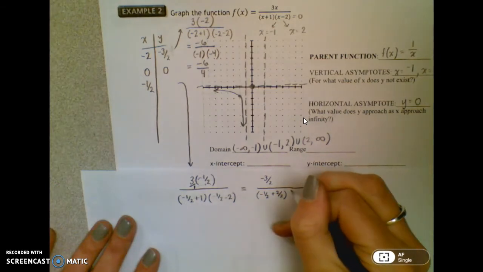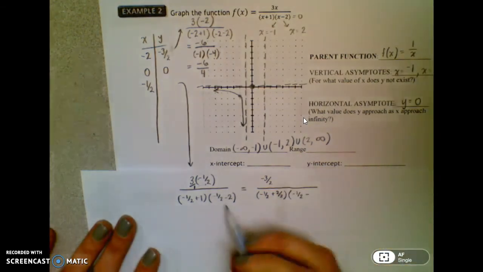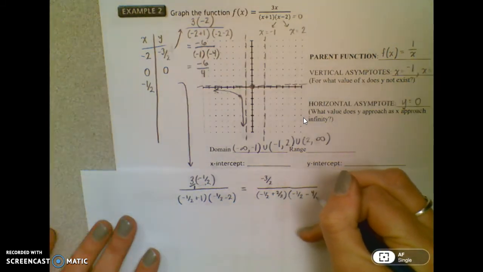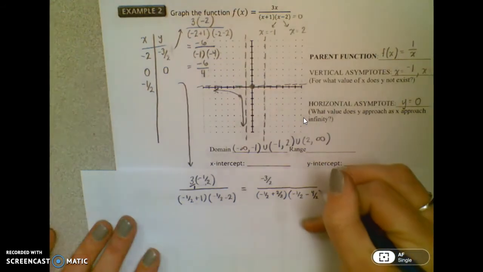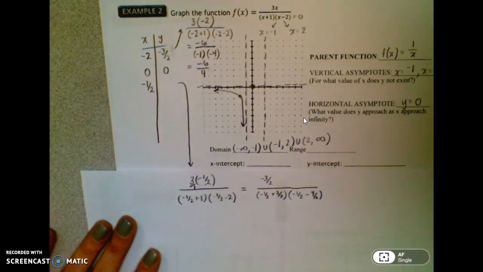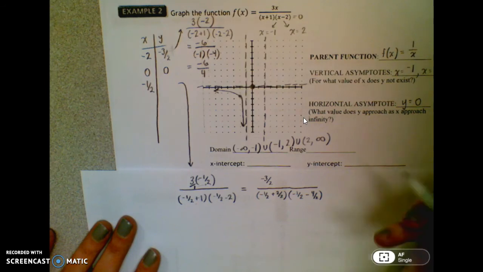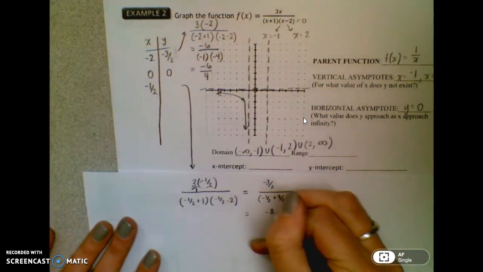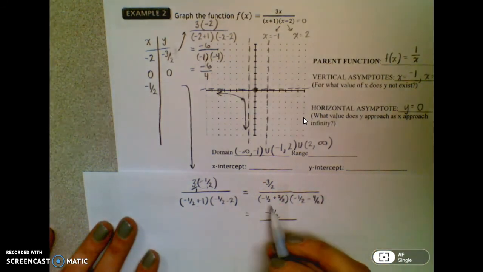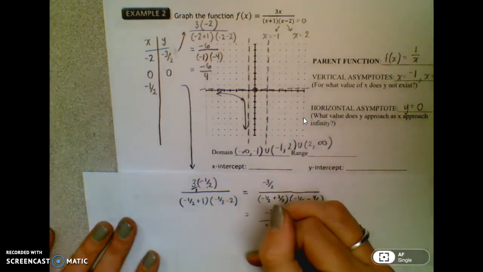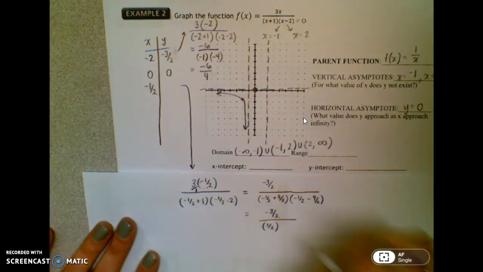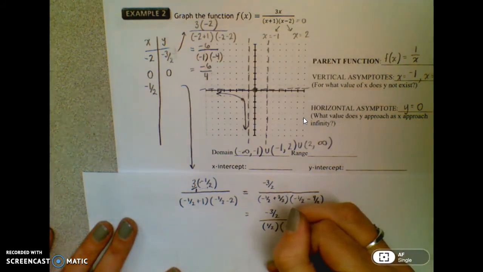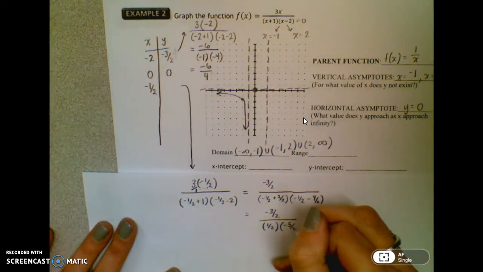I'm going to convert the 2 in the other factor to 4/2, because 2 is equivalent to 4/2. This will allow me then to simplify further. So we have -3/2 still in the numerator. -1/2 plus 2/2, +1/2. -1/2 minus 4/2, -5/2.